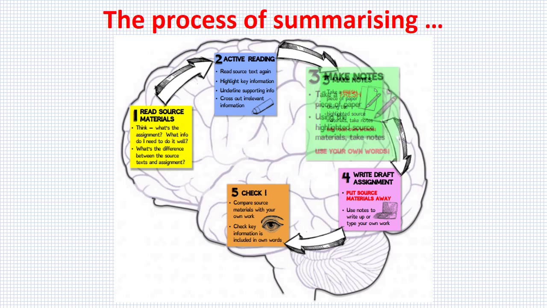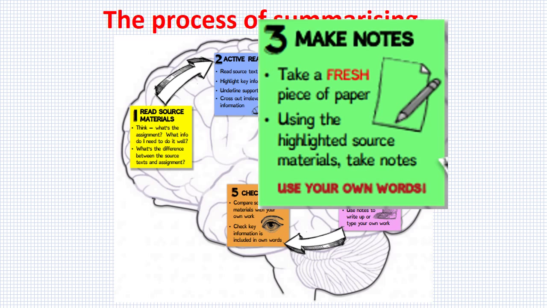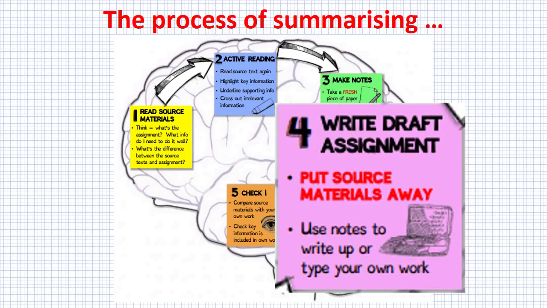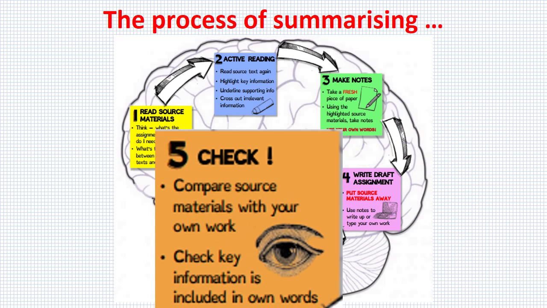Okay, so step 3, she takes a clean piece of paper and makes notes of what she's highlighted and underlined, writing the points in her own words. She also notes down the web page address so she can reference it later. Step 4, she puts the source material away and just looks at her notes. And now she starts writing her assignment. And finally, to check, she goes back to the web page and compares it with her own work. She checks that her work is accurate, that she hasn't copied anything, and that everything's referenced properly.